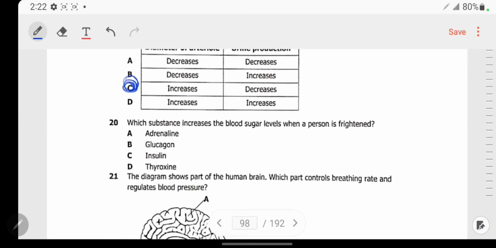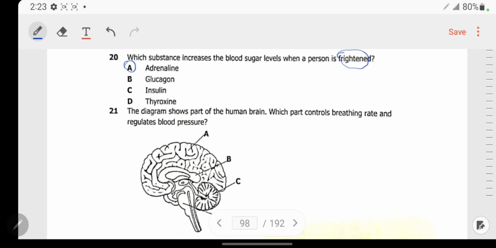Question 20. Which substance increases the sugar levels when the person is frightened? So the key term here is frightened. Since we are talking about the fright and fight hormone, we know to say that's adrenaline, although other options might be correct for different cases. Since they have used frightened, meaning when someone has fear, the correct answer for this one is adrenaline.